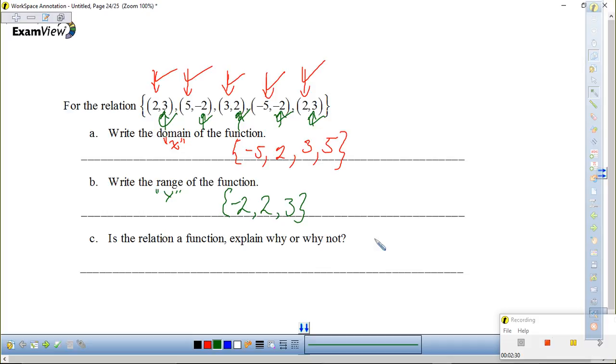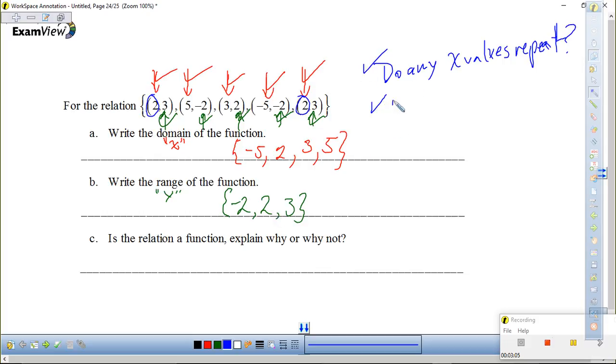How are we doing? Okay. Next, tell whether the relation is a function. So how can we tell? First thing that you need to look for: do any X values repeat? So you look for any X values to repeat. And I noticed that the 2 repeats and the other 2 repeats. Are we there? That's the first question.